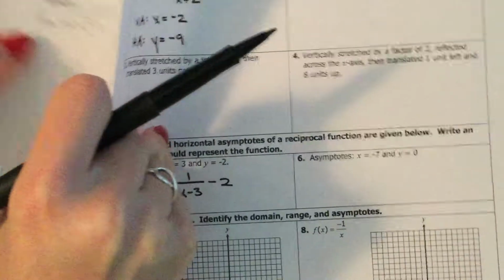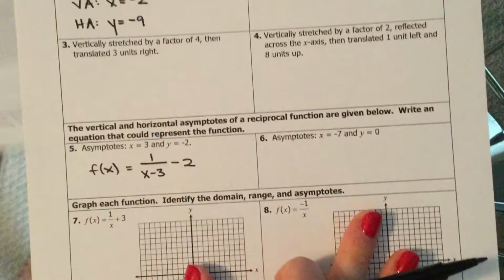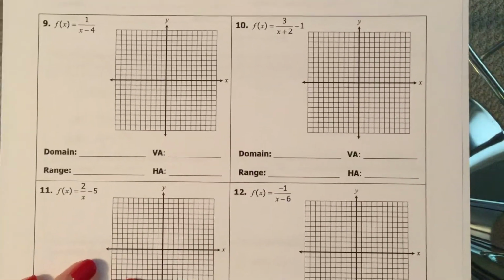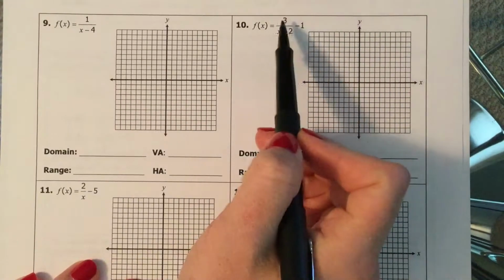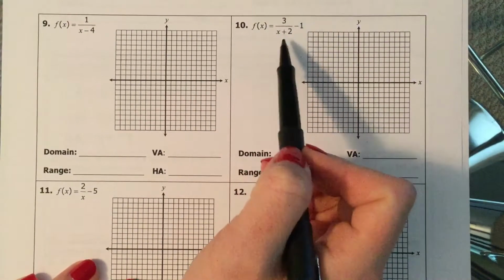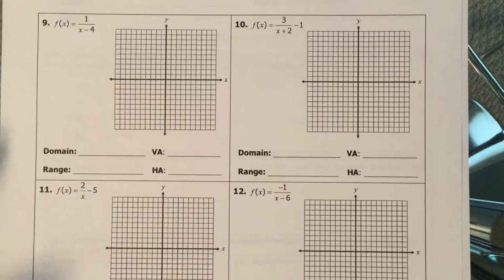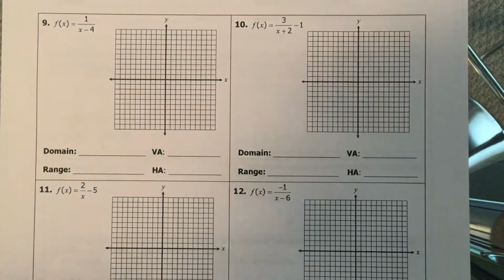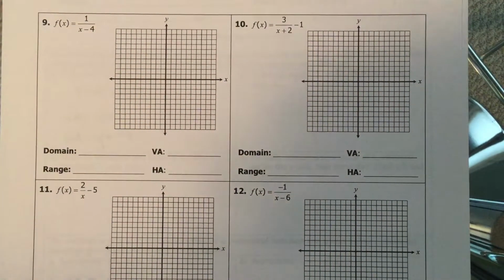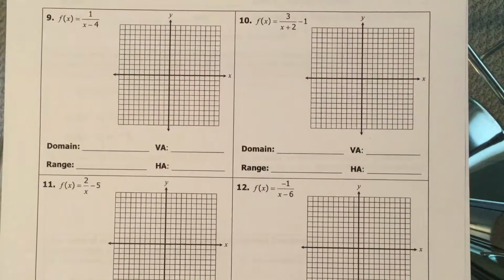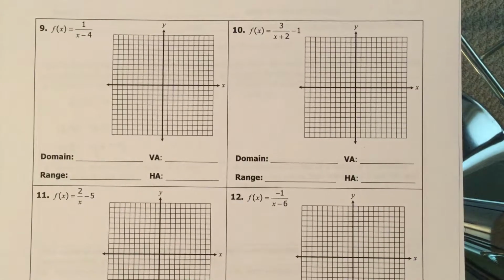So I want to choose one that has a little bit more going on. So let's do number 10 together. So number 10, we've got a little bit of everything. We have a non-1 as our numerator, and then we have shifts in the denominator and then off to the side there. All right, so for each of these, we want to talk about vertical asymptote, horizontal asymptote. I think that's the first thing that we should mention.